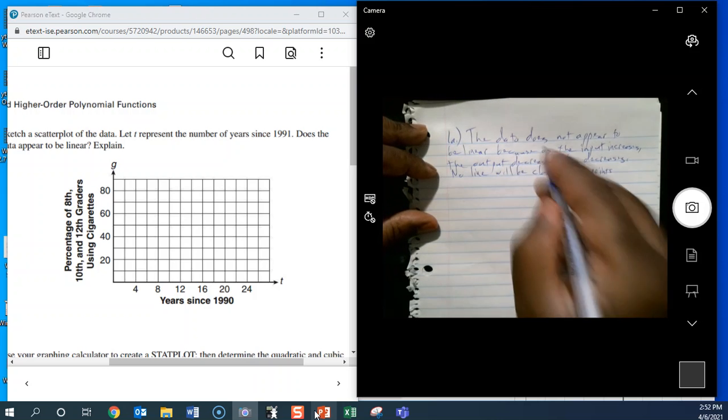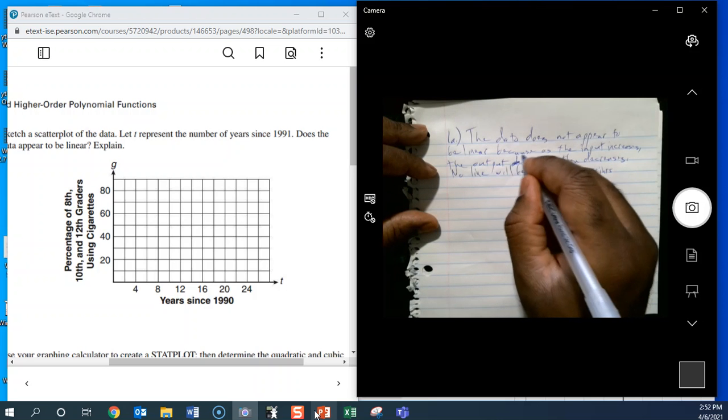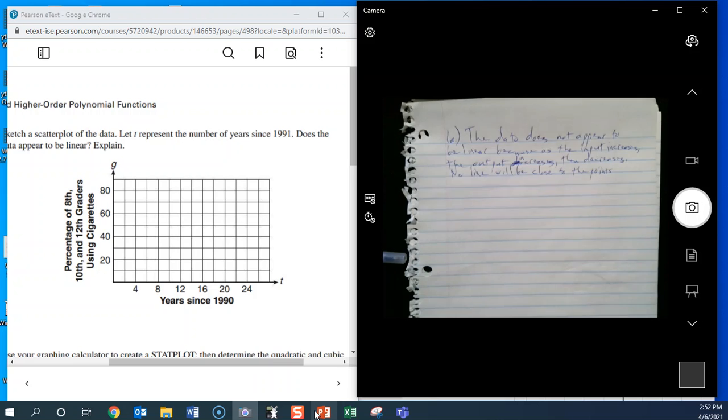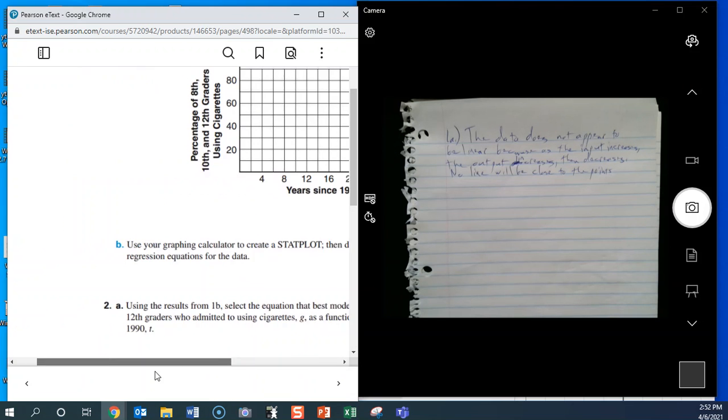Actually, I made a mistake here. The output is supposed to increase. It increases, then decreases. So basically, as the input increases, the output increases, then it decreases. So no line will come close to the data. So now, we'll go down here to B.